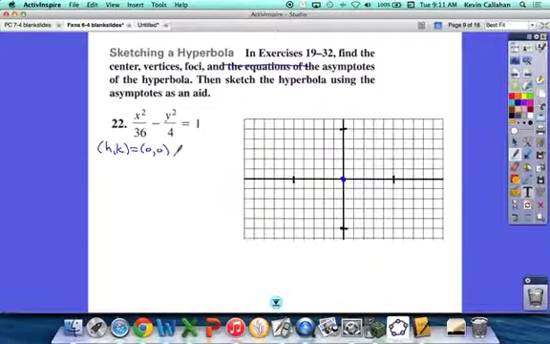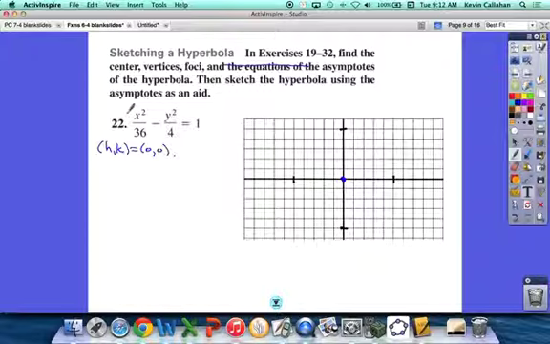Is this thing vertical or horizontal? X is first, and first means it's positive. Don't switch them around, right? Don't make the negative term first. The first term has to be the positive term. So we know that it's horizontal.